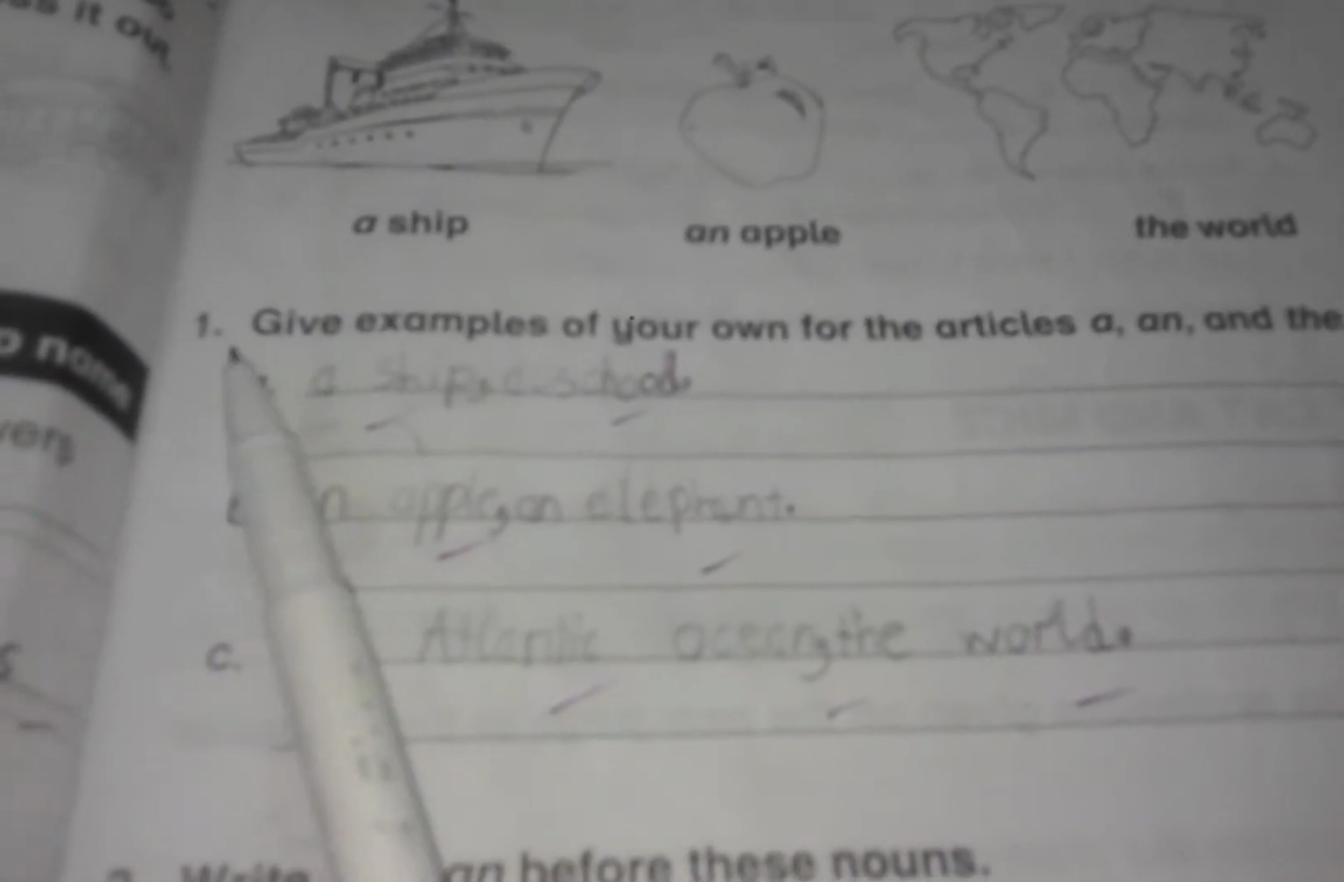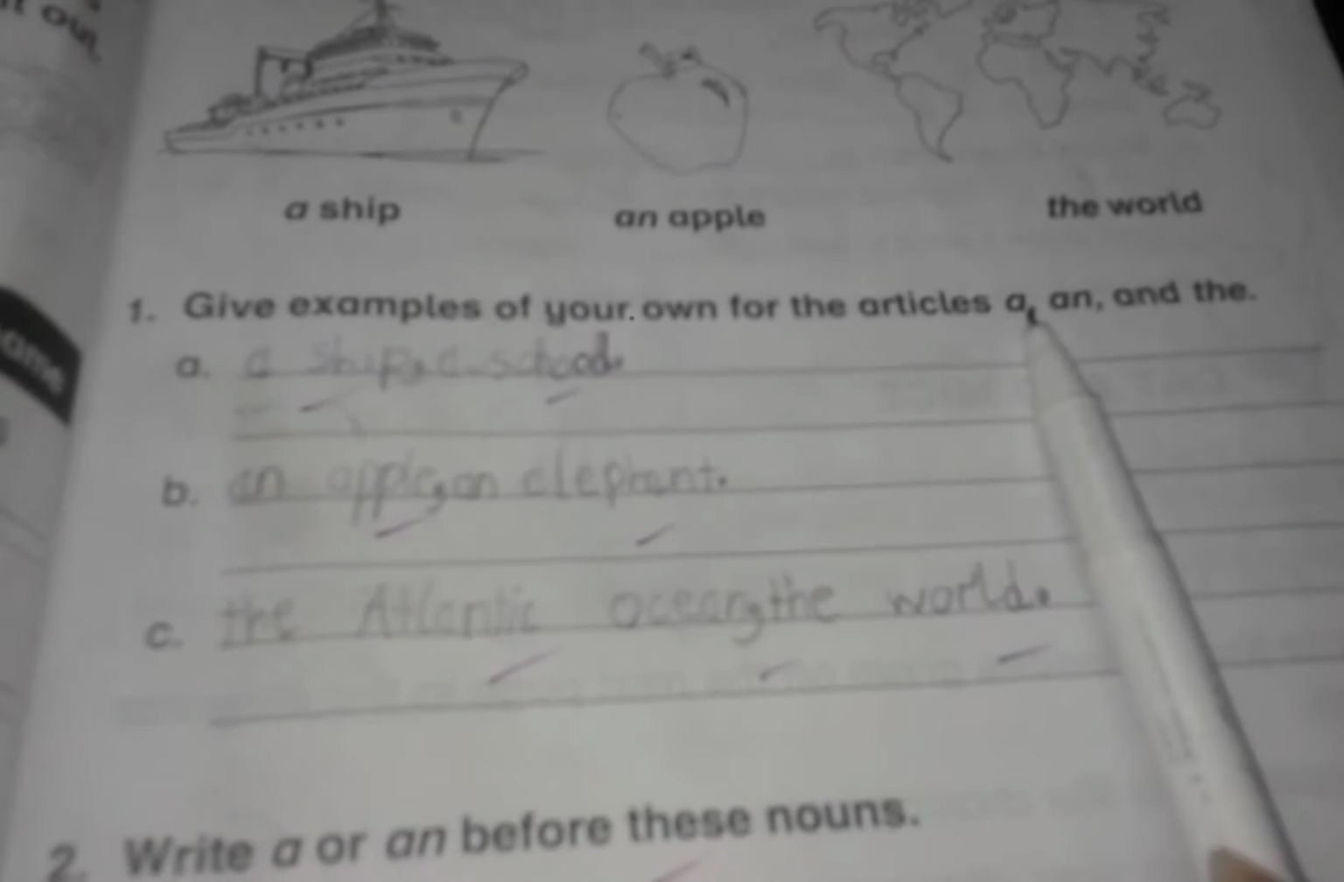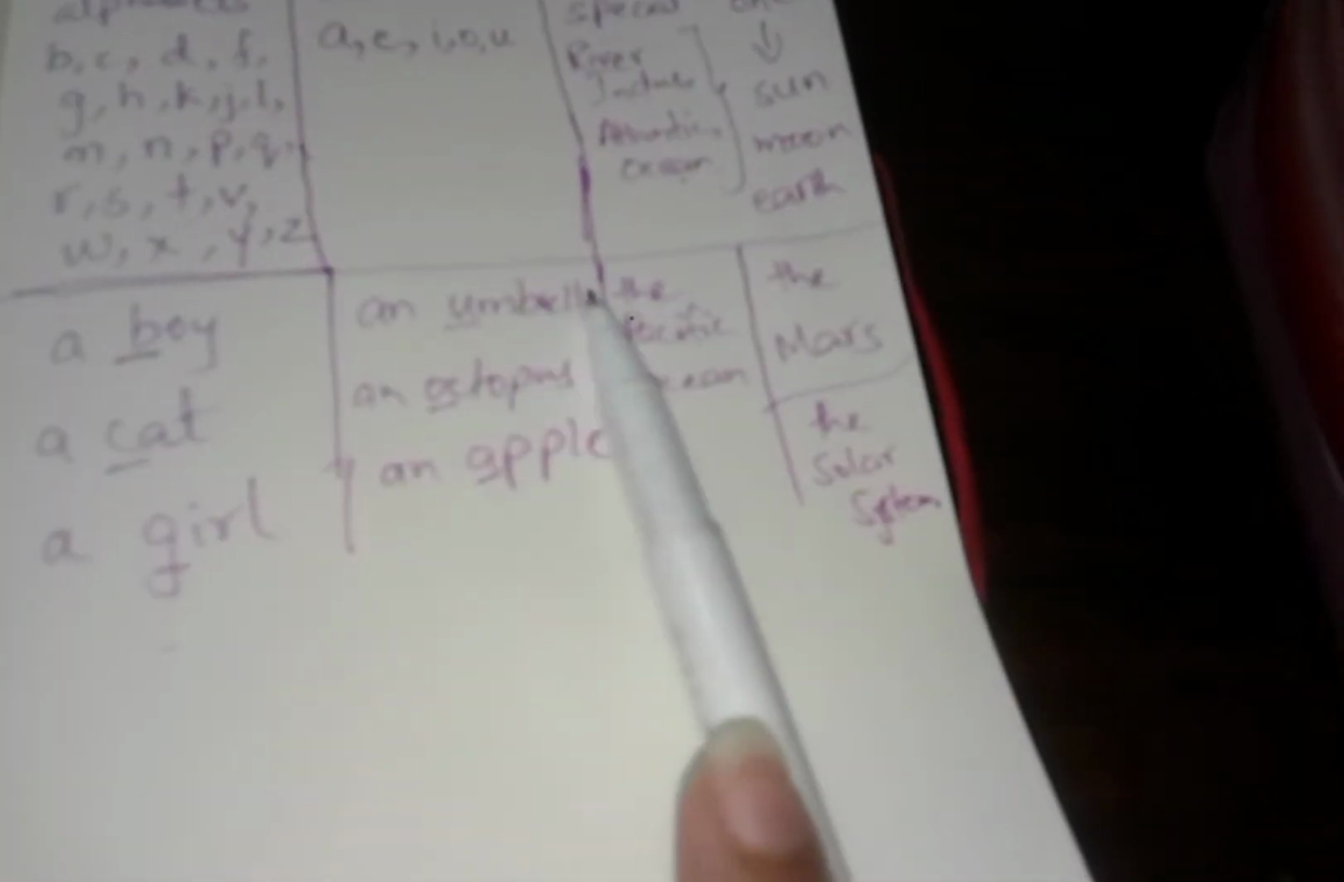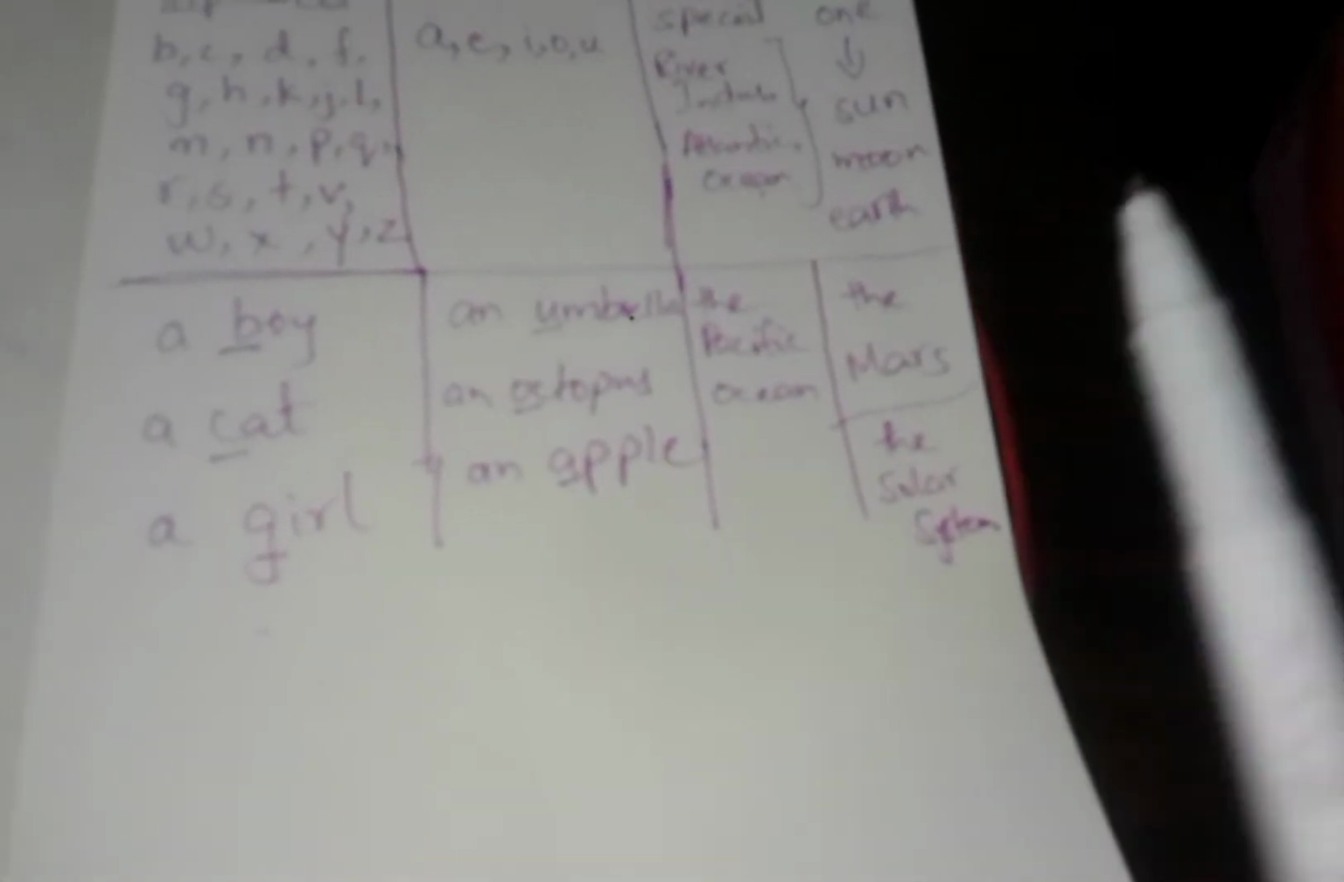Now let's move on to the exercise on page number 3 that I just asked you all to turn to. Now in the first exercise, this is exercise B, articles. Question number 1. You have to give examples of your own for the articles a, an and the, exactly like the way I did. I showed you some examples over here, like this: a boy, a cat, a girl, an umbrella, an octopus, an apple, the Pacific Ocean, the Mars, the solar system. You have to give examples just like these in your workbook on question number 1.